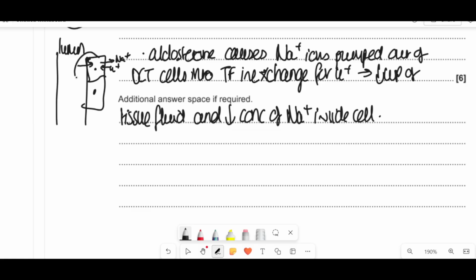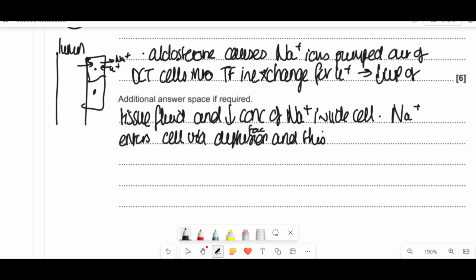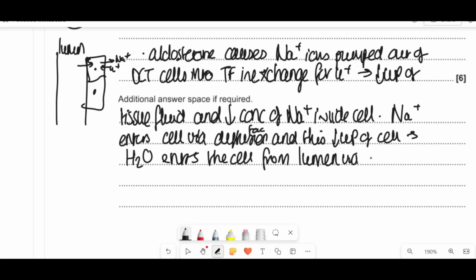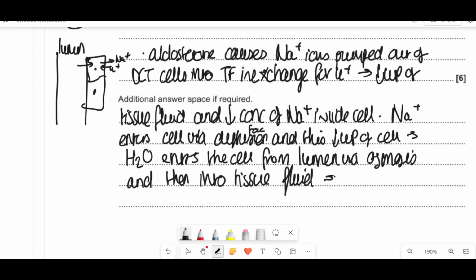Because then as a result, the sodium is going to want to move in there. So then Na+ enters the cell via diffusion, or facilitated diffusion really, and this lowers the water potential of the cell. And what happens is water enters the cell from the lumen via osmosis and then into the tissue fluid. And then that's reabsorbed. So that's the other hormonal element of it.